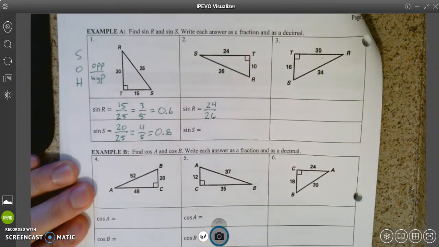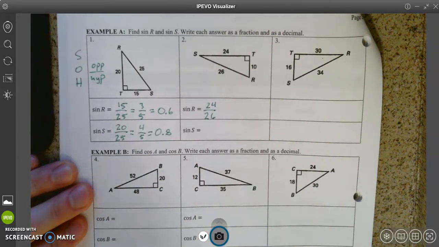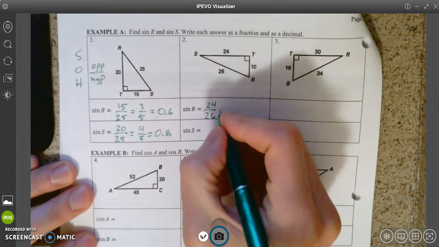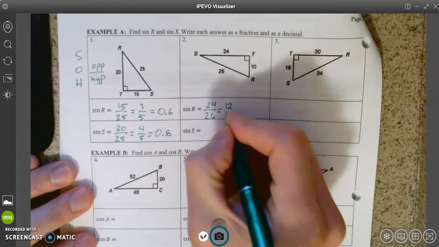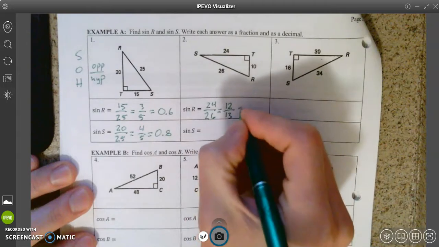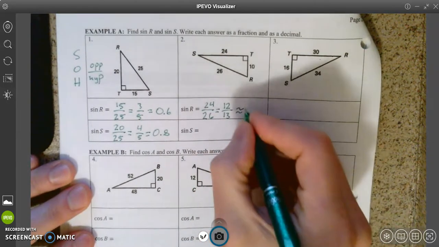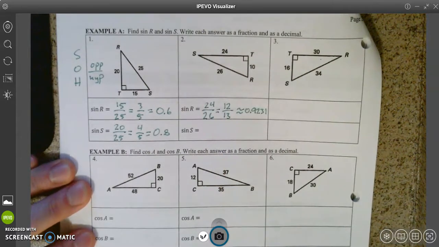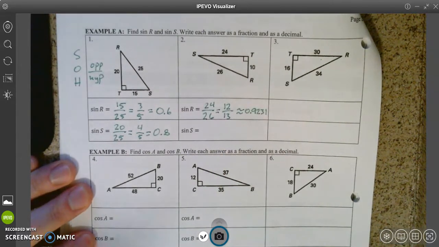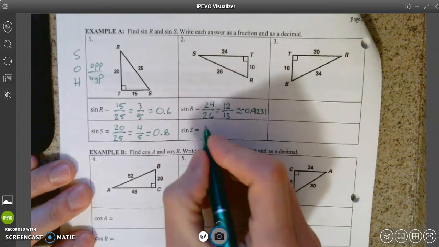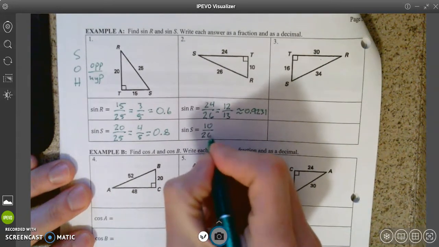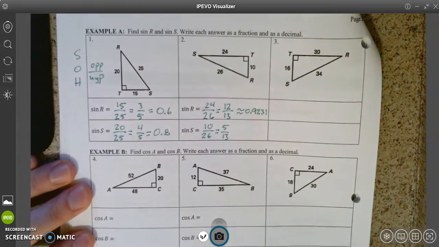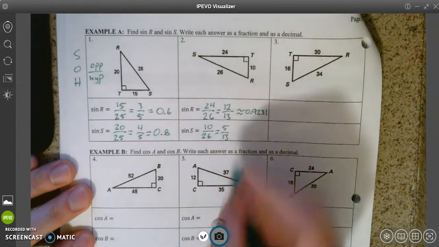So here, this is where I would grab my calculator. Take 24 divided by 26. Oh, sorry, let's go ahead and reduce first. 2 goes into both of those. That gives me 12/13. Now I approximate, and that gives me about 0.9231. And then sine of S, if I start at S, opposite is 10 over hypotenuse 26. 2 goes into both of those, giving 5/13.